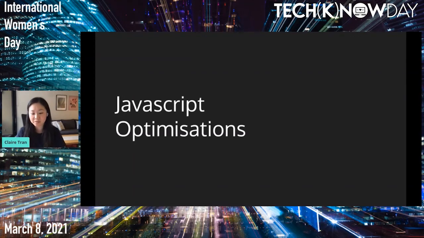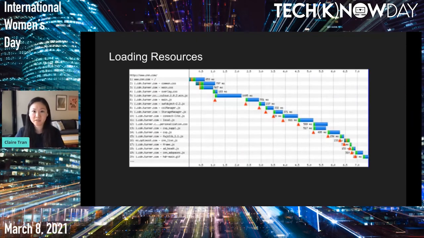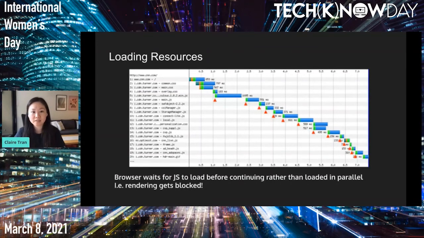So now that we've covered what we can do in images and what we could do with CSS, we can now dive into some optimizations for JavaScript. In this example, you can see a waterfall view and the order that resources are loaded. Looking at the image, every red arrow signifies a synchronous load. Basically, the browser waits for the JavaScript to load before continuing on and executing in the browser.